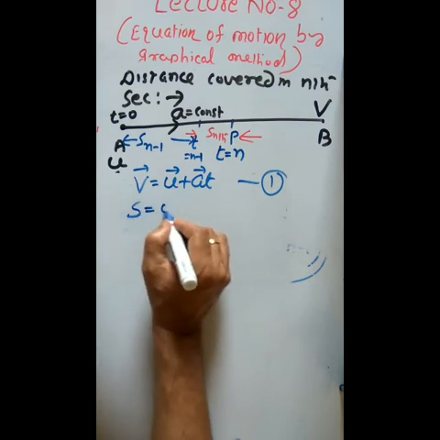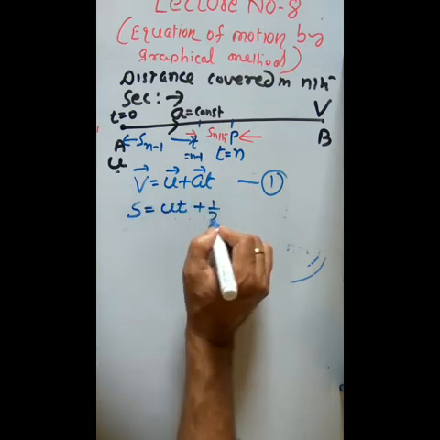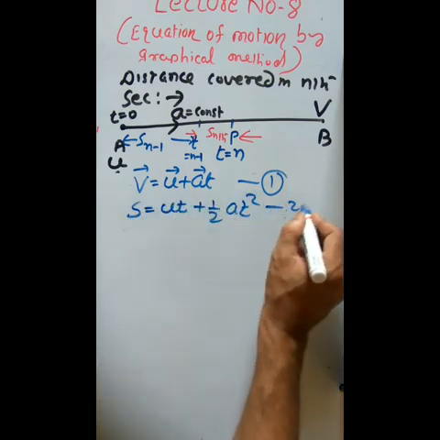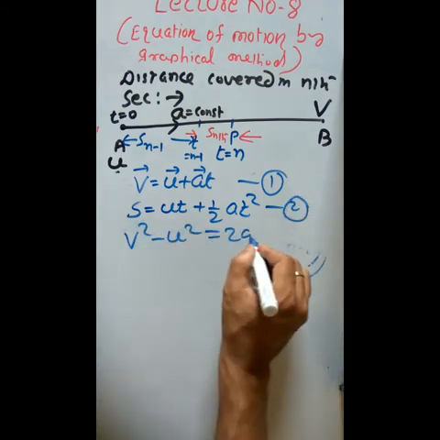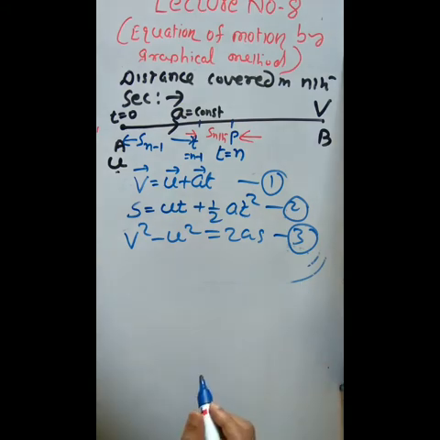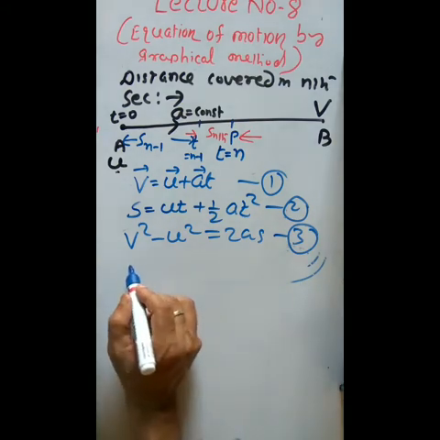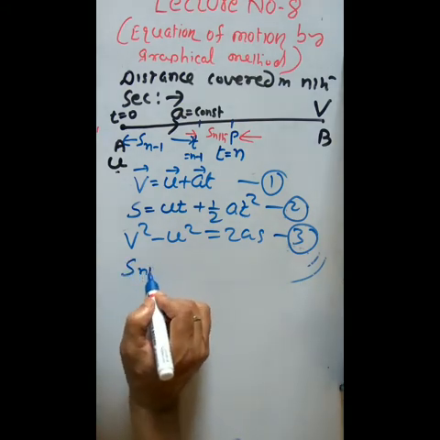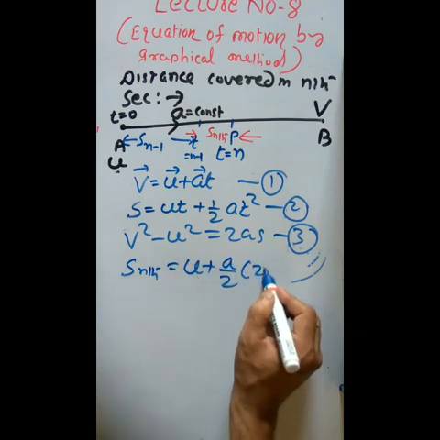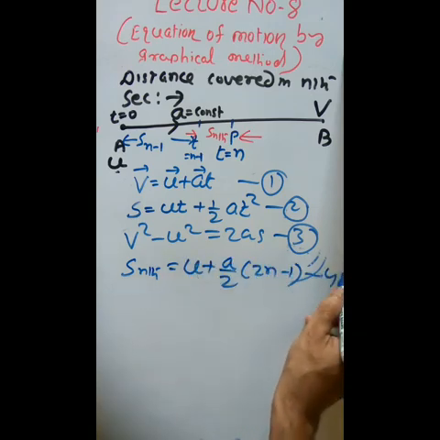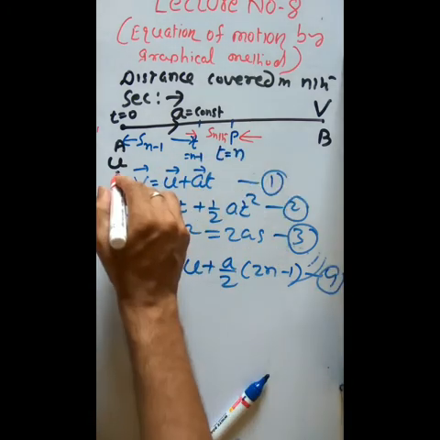The second equation of motion is S is equal to UT plus half AT square. The third equation of motion is V square minus U square is equal to 2AS. Then the distance covered in the nth second is equal to U plus A by 2 into 2n minus 1. This is your equation number 4. So you have to remember these 4 equations.